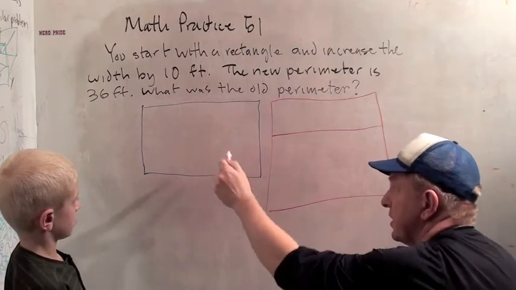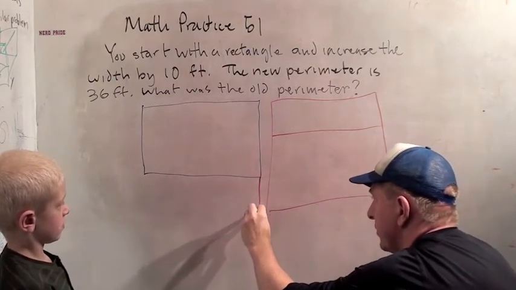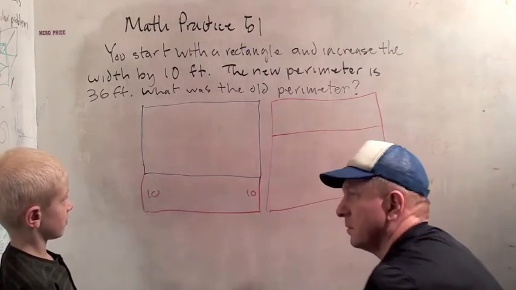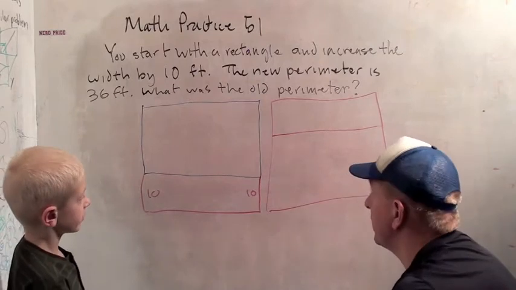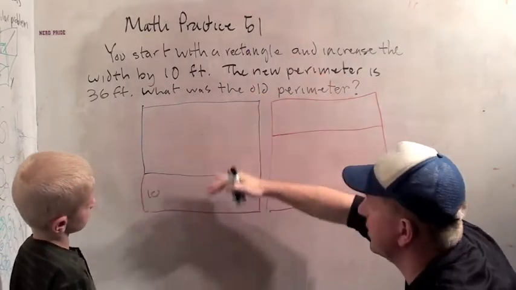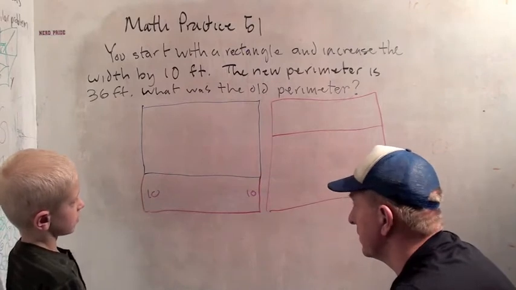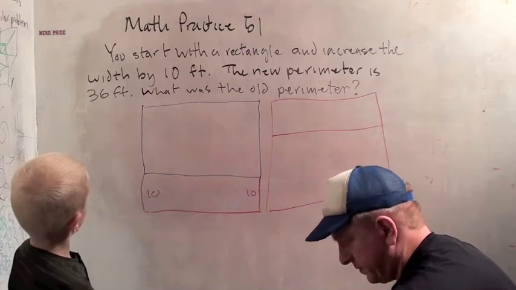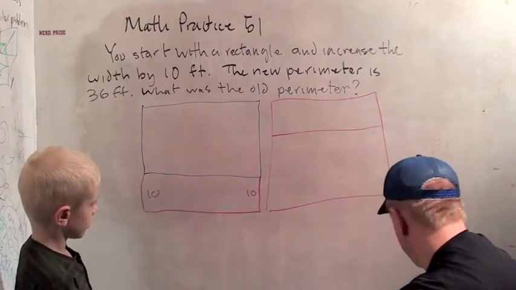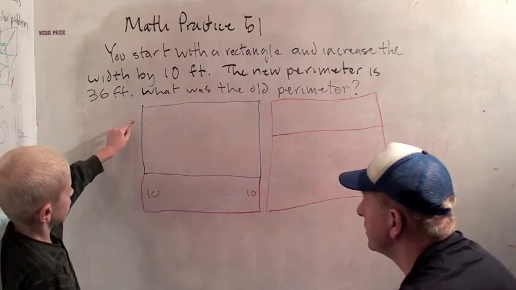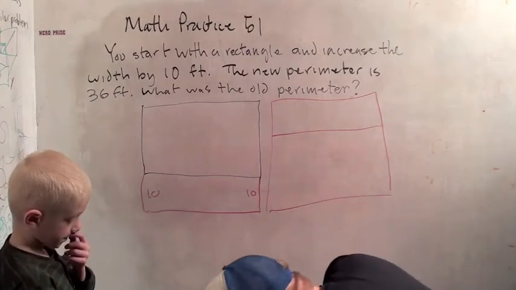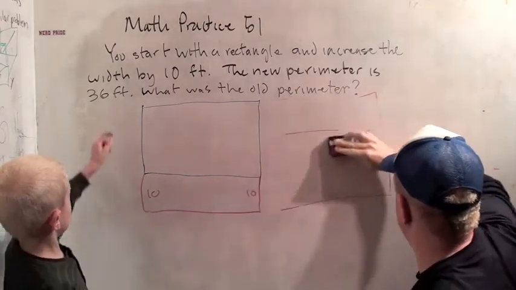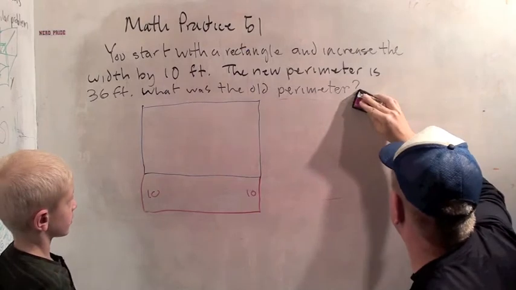So we're just going to take our old rectangle here, and we're going to increase the width like that by 10 feet. Okay, make sense? Yep. That way, we're talking about two rectangles, but now we have them drawn on one picture. Okay, so what do we know about the new rectangle? Its width is 10 feet larger than the blue rectangle. Yep, that's very good. And what else do we know about the new rectangle? Its perimeter is 36 feet.